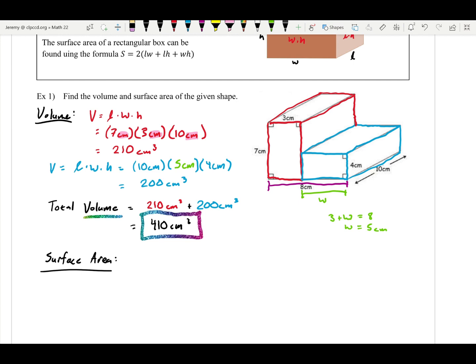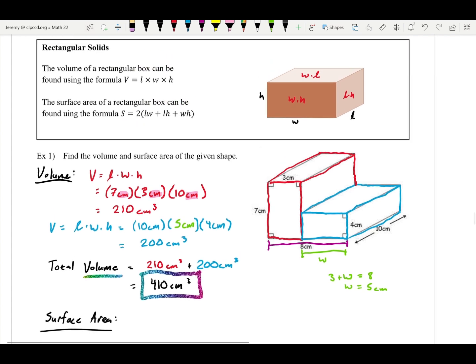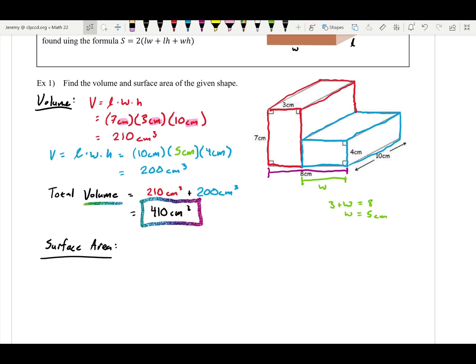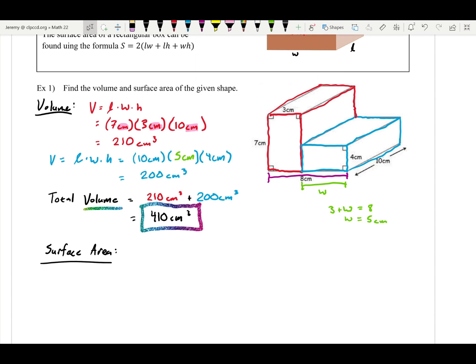For the surface area of a shape like this, I'm not necessarily going to be thinking about this formula, because this isn't just a rectangular box. I'm just going to be looking at a bunch of two-dimensional rectangles, and I'm going to add them all up. So it's going to be the sum of a whole bunch of surface areas. Let's see if we can figure this out. I'm going to find a couple of measurements, because there are certain rectangles that are standing out to me. One that stands out to me is this one.